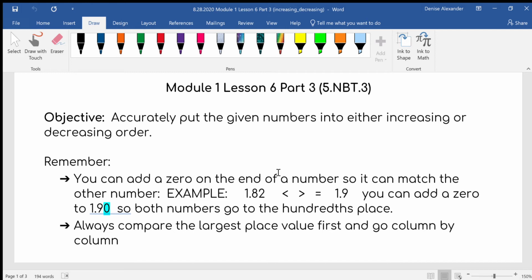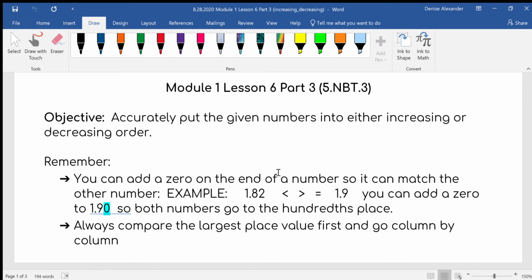Yes, we're still with MBT, but we're working with part of MBT 3 of actually being able to put given numbers into either increasing or decreasing order. So if I asked you to put the numbers 1, 2, 5, and 7 into decreasing order, you'd know it goes 7, 5, 2, 1. If I asked you to put it in increasing order, it'd be 1, 2, 5, 7. But this time we're going to do it with decimals.